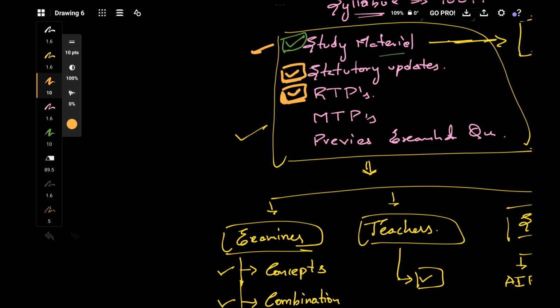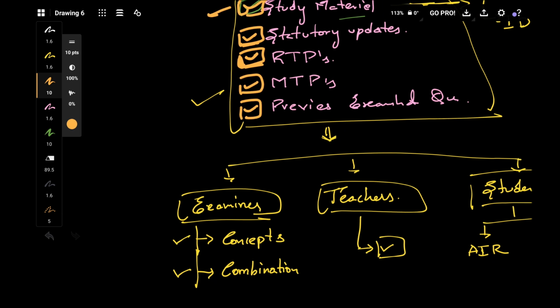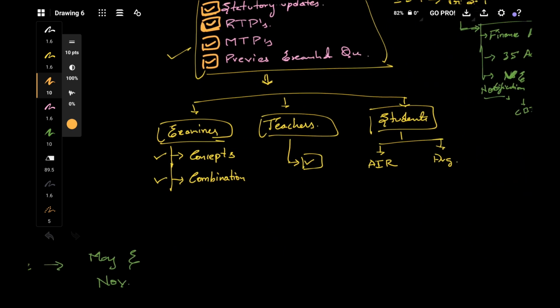So yes, we are done with statutory updates, study material and RTPs. MTPs, you already know, are nothing but mock test papers. You have to practice those, and previous examination questions you have to practice too. I hope it is clear to you, and thank you very much.